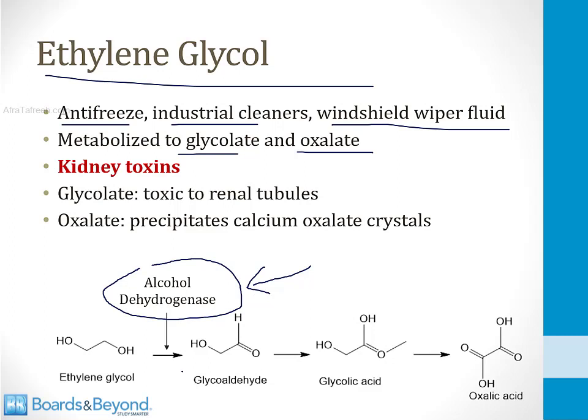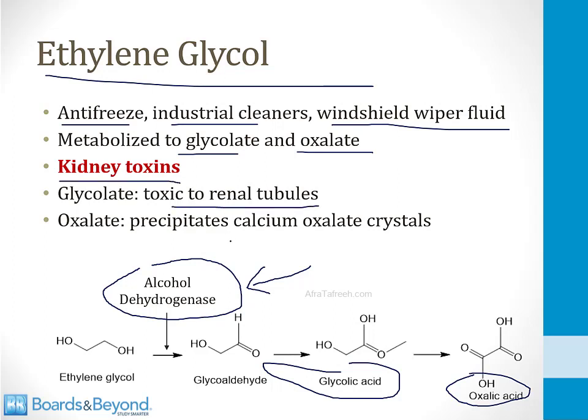After metabolism by alcohol dehydrogenase, it goes on to become glycolate, which is glycolic acid, or oxalate, which is oxalic acid, and these are the acids that cause the anion gap to increase. Both of these metabolites of ethylene glycol are kidney toxins. Glycolate is toxic to the renal tubules, and oxalate can precipitate as calcium oxalate crystals and plug up the kidneys. So the main adverse effect you're going to see of ethylene glycol is kidney poisoning, in contrast to methanol, which has CNS poisoning and visual effects like we discussed.